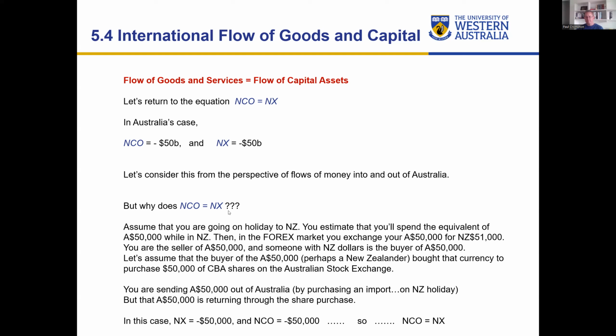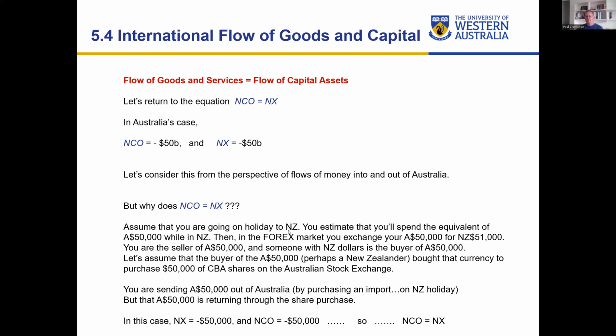Okay, so what I'm going to do down here, in the bottom half of this slide, is give you a very, very simple example of one transaction or two related transactions which would make this equation hold. And I'm going to consider it from the perspective of the money that flows in and out of Australia. So the question is, why does this equation hold? Now, we're going to go into a full-blown explanation of why that equation holds in the next video or two, but I just want to motivate the idea in a very gentle way in the bottom half of this slide.